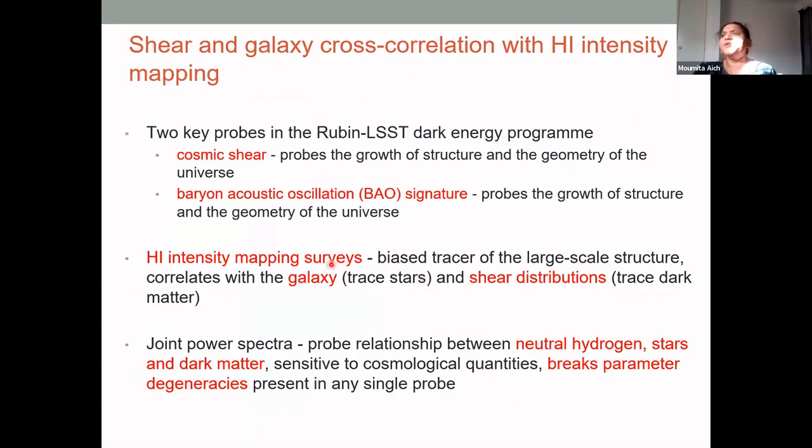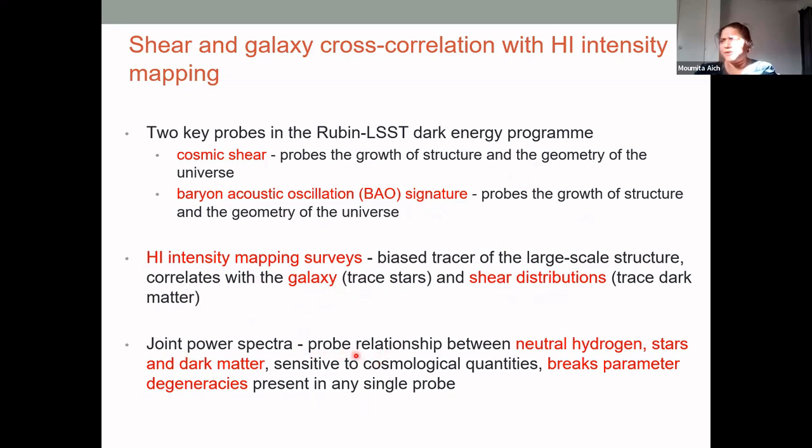So what we are doing in our paper is talking about shear and galaxy density cross-correlation with H1. Two key probes from the Rubin LSST dark energy program are cosmic shear and the baryon acoustic oscillation signature. We have the H1 intensity mapping survey from HIRAX, and that's a biased tracer of the large-scale structure. It is going to correlate with the galaxies, which trace the stars, and the shear distribution, which traces the dark matter. So we are correlating the galaxy density with H1 and the shear distribution with H1.